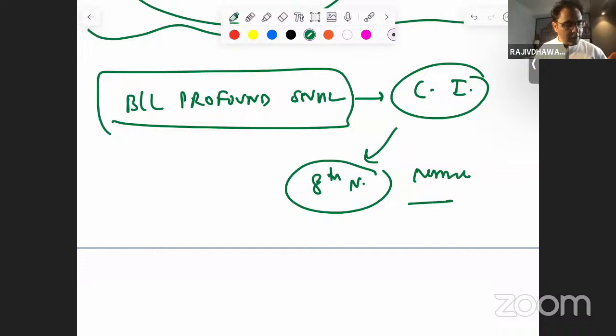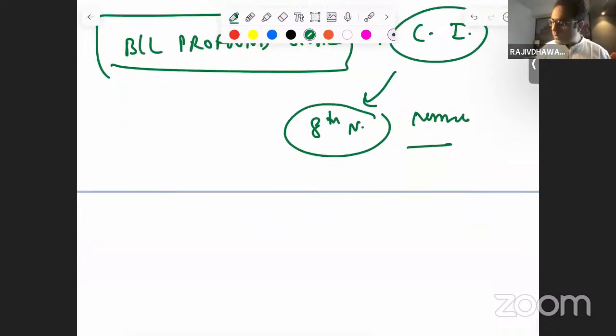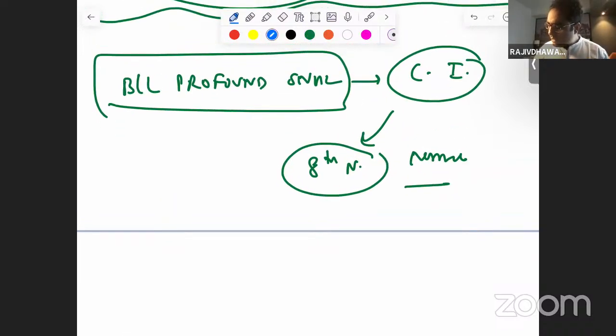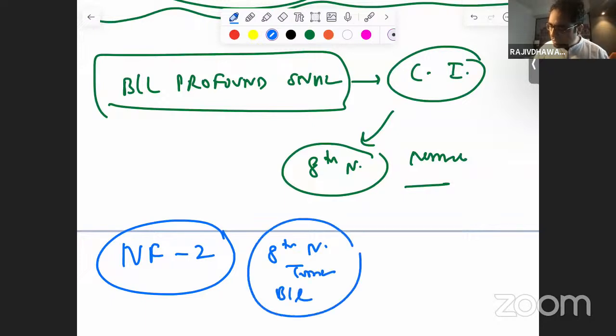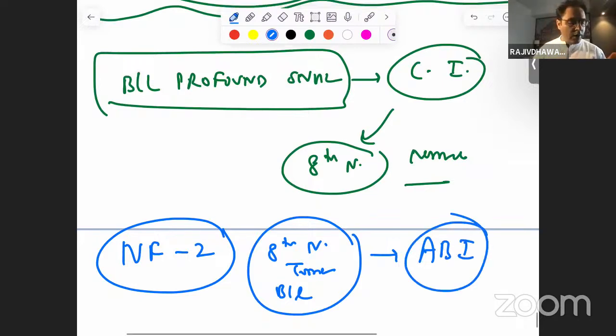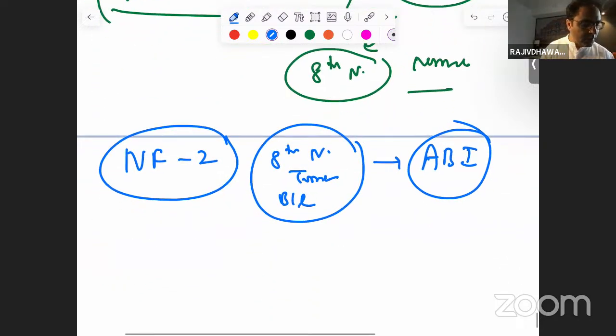Okay, now, next one, beta, number 2. In a case of neurofibromatosis type 2, we have eighth nerve tumors on both sides. It's a bilateral vestibular schwannoma. Then we put the auditory brainstem implant, beta.